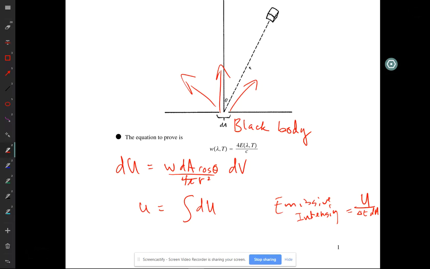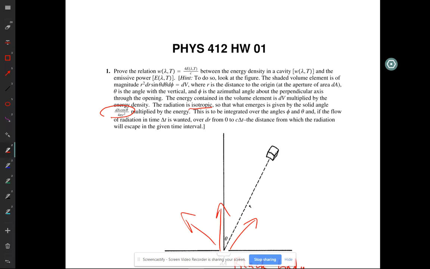Okay, so I think in the beginning you said prove that the energy density and emissive power, did you really mean emissive intensity? I copied this from a different textbook. You're right, it's definitely intensity. Okay.